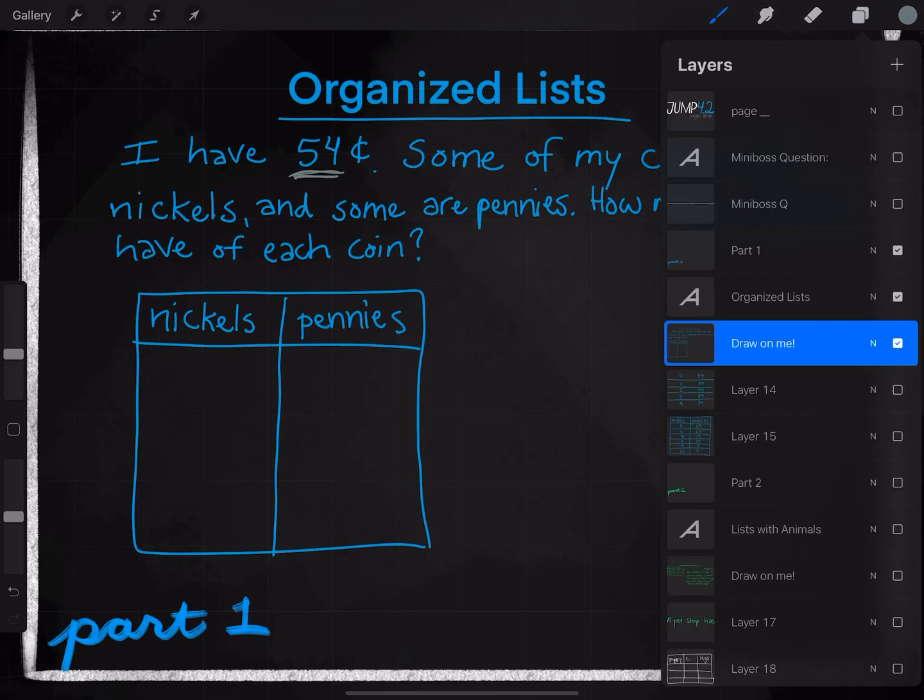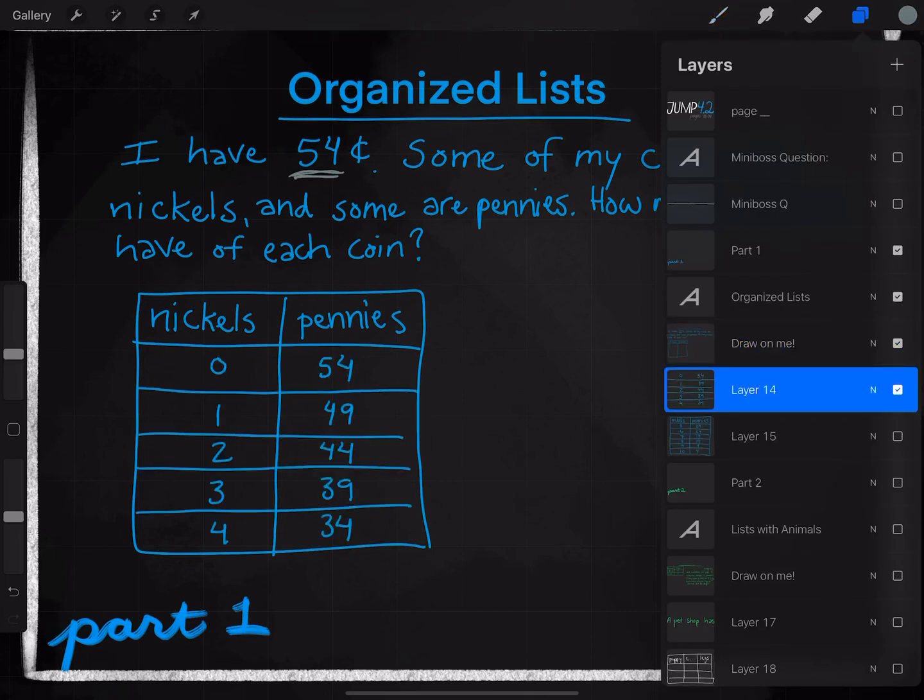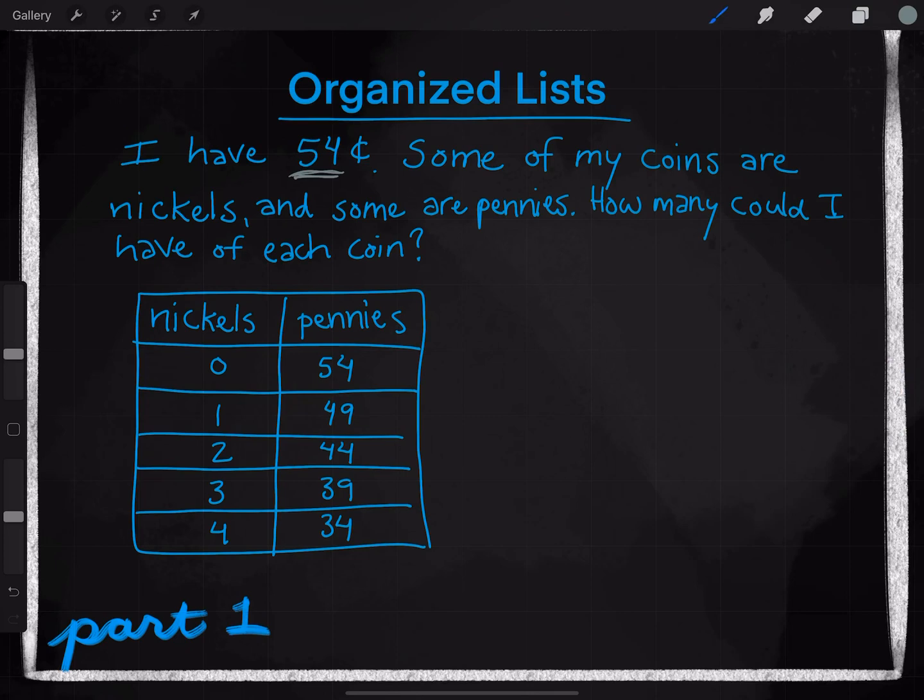So let's see if I can add in some of these. If I don't have any nickels, that means all my coins have to be pennies. So 54 of them are pennies. That's a lot of pennies. You probably don't even have that many pennies in your house, I hope. I don't know. That would be kind of crazy.